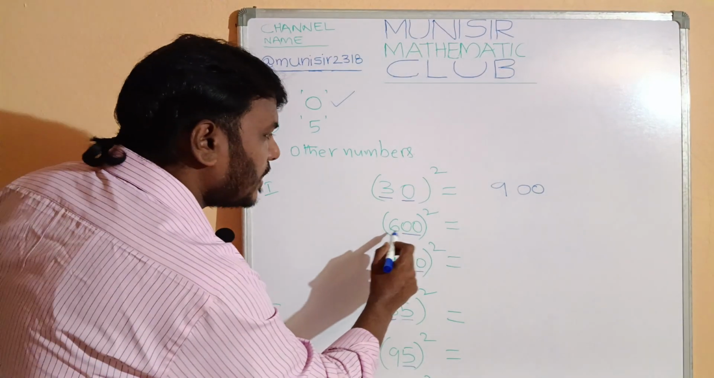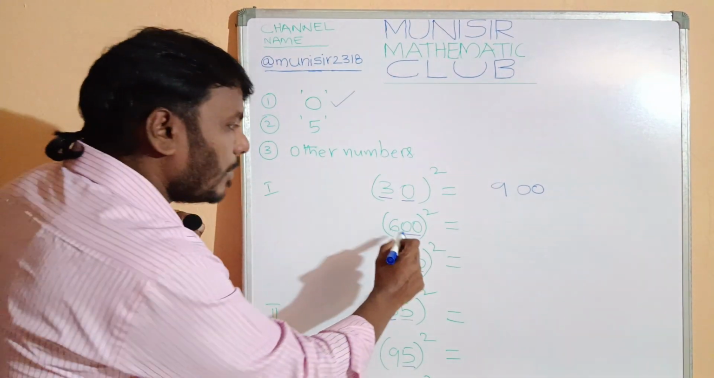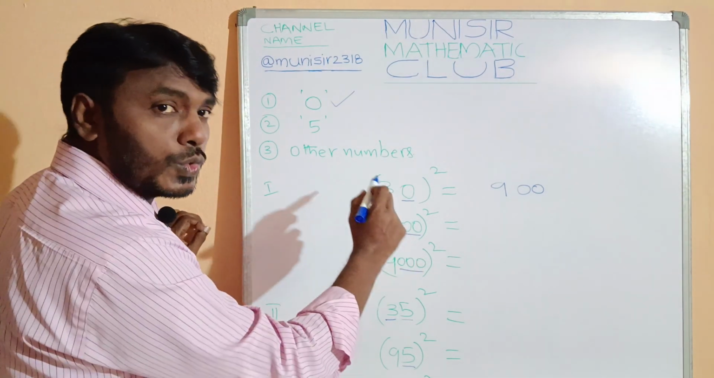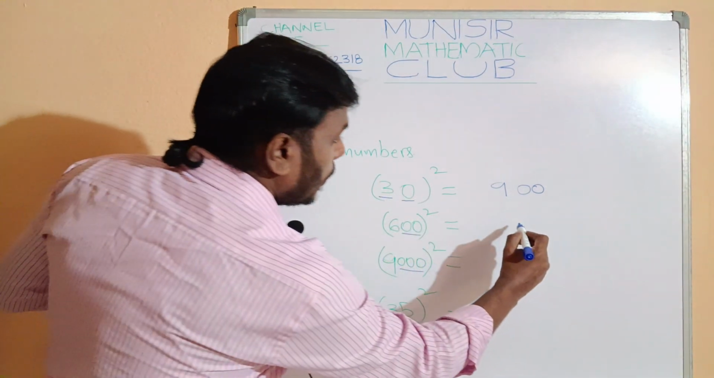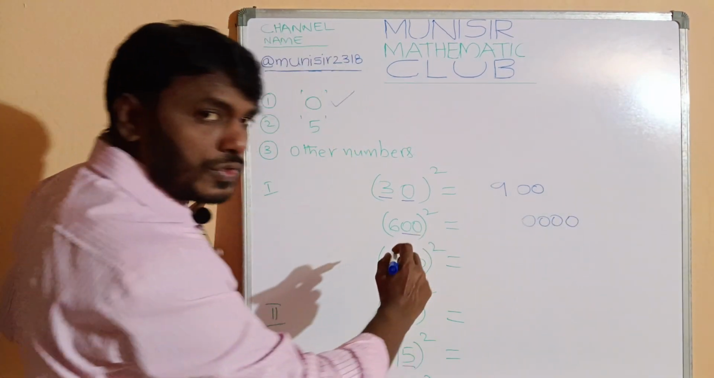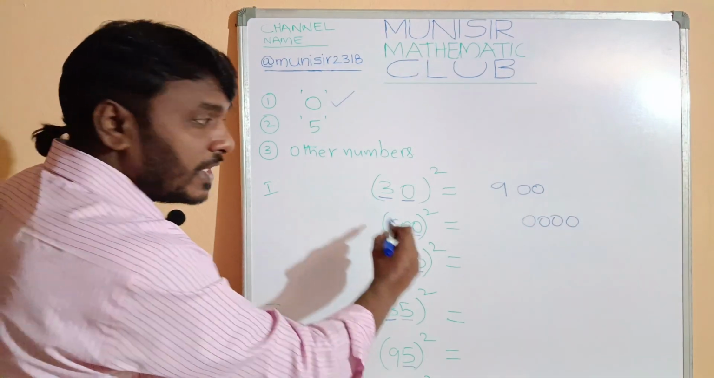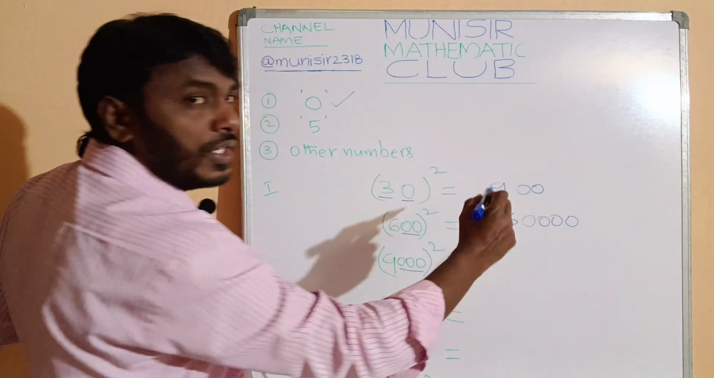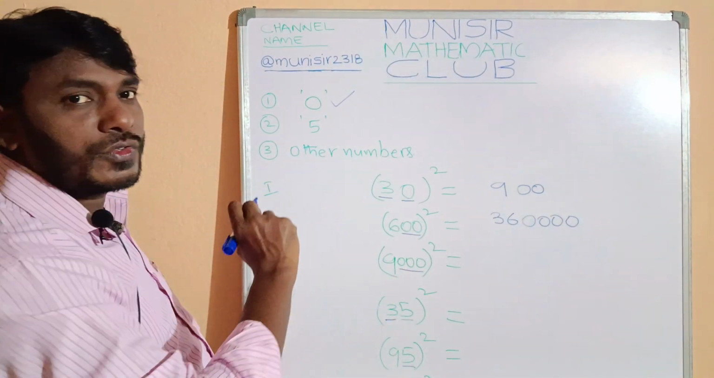And the second number, 600 whole square. This number consists of 2 zeros from the unit place. What is the double of 2? 4. So you write here 4 zeros. The square of 6 is 36. So 360,000 is the square of 600.